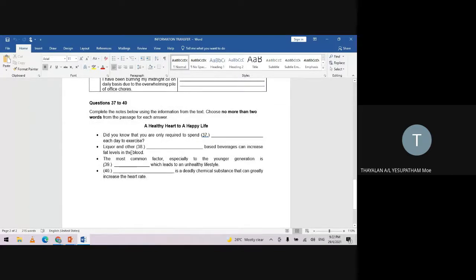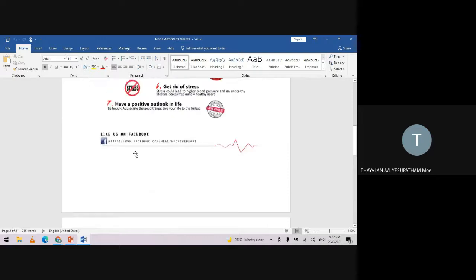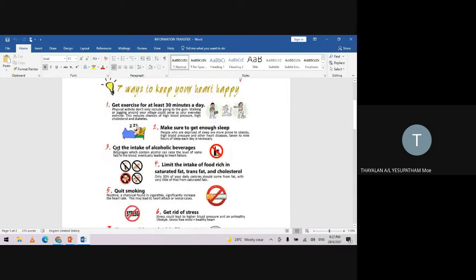Liquor and other based beverages can increase fat levels in the blood. So you've got to see this. Alcohol. Very good. It's obviously number 3, right? It should be number 3, right? Are you with me, students?